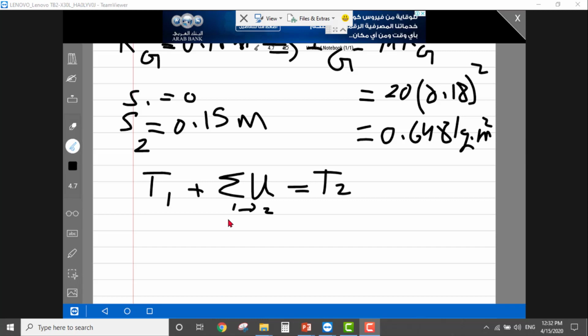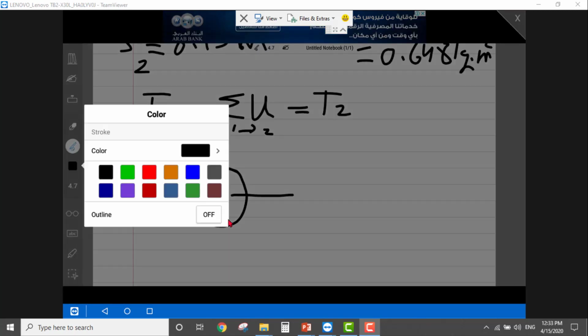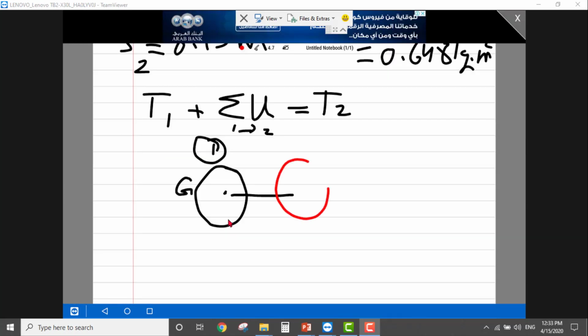So what do we have? We have a wheel. Okay. It starts from rest, so nothing happens. And then at state 2, it moves a distance. So here is the initial position. This is state 1. And here is the new state. Okay. So this is G, the new location of G. And this distance is 0.15.